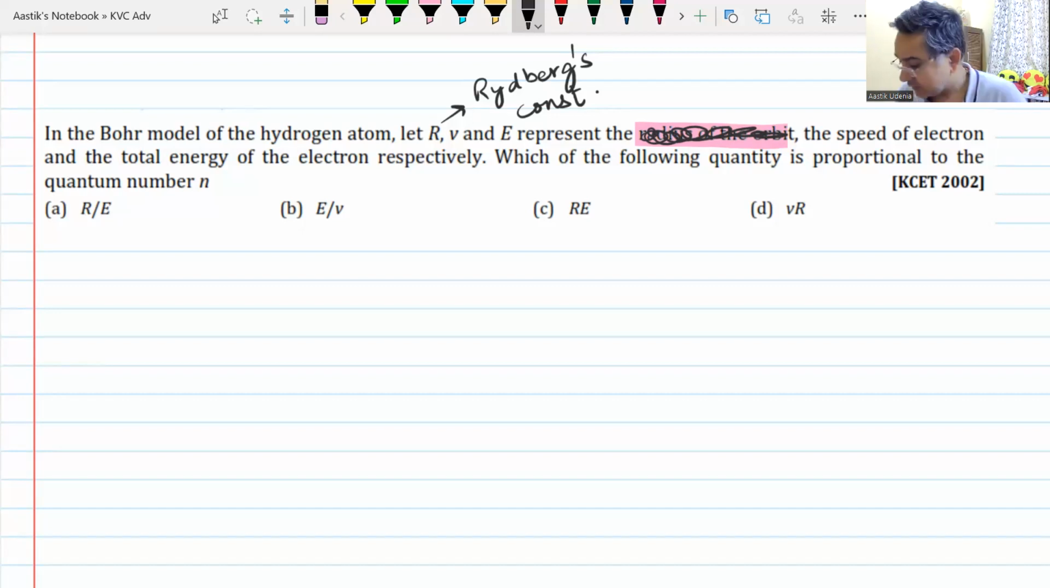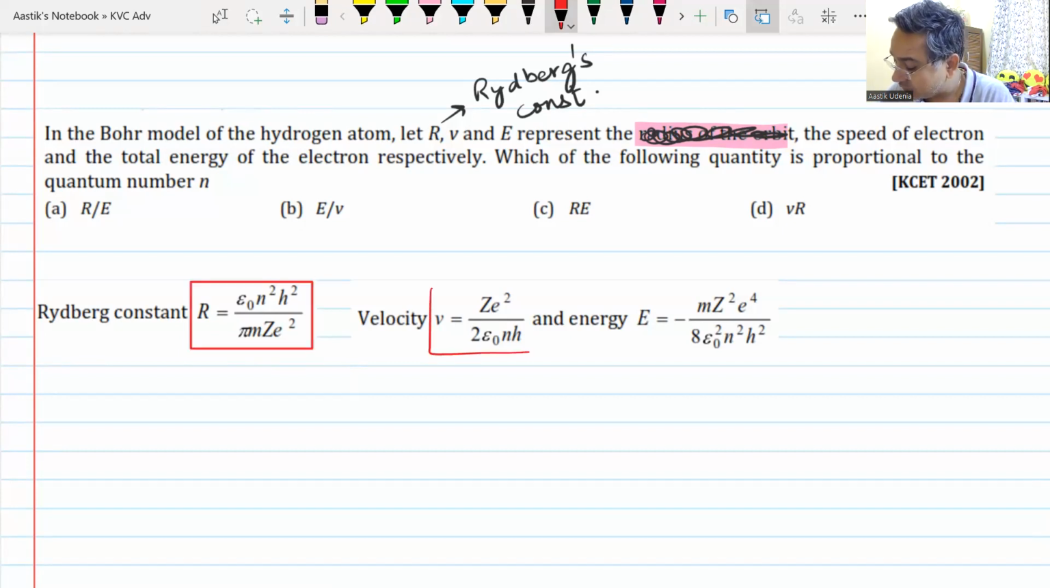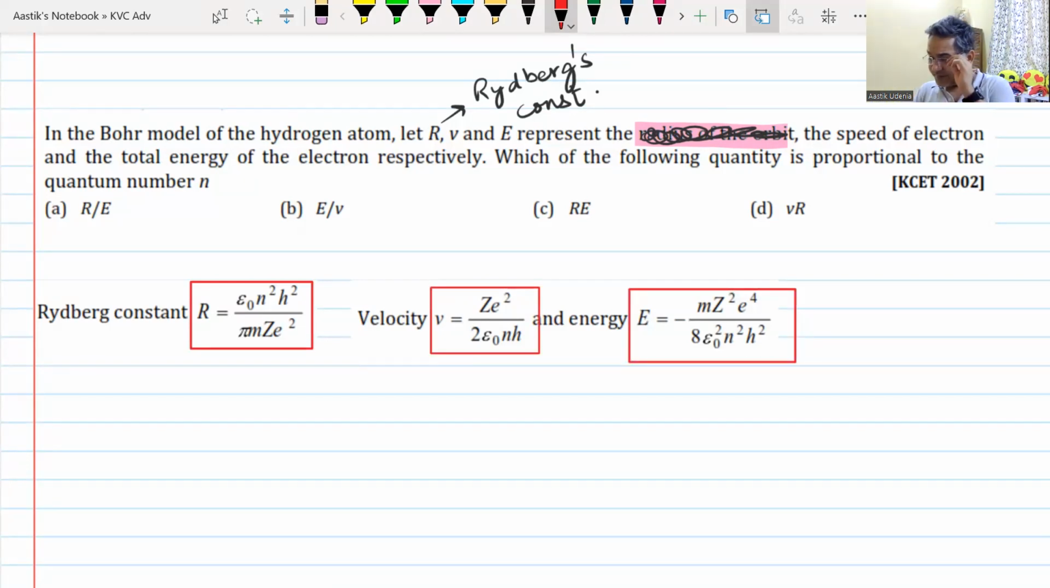Option B, I'm afraid, is the wrong answer. Well, you just have to remember what is the Rydberg's constant. The velocity, as I told you, this chapter is all about remembering. So this one is your Rydberg's constant, this is your velocity, and this is your total energy.